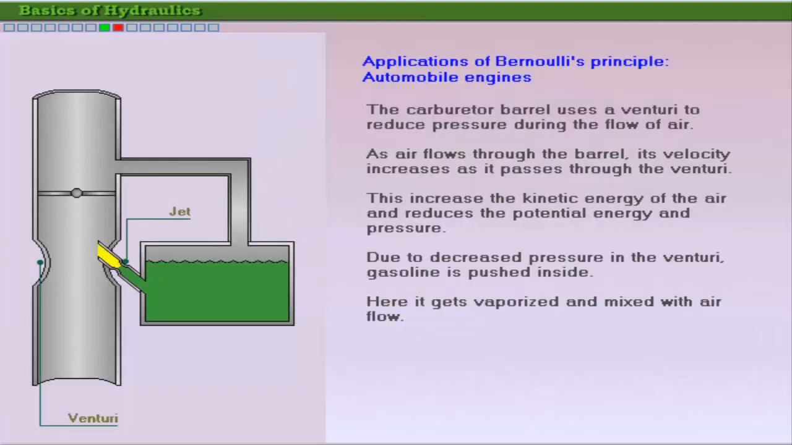In an automobile engine, a carburetor barrel uses a venturi, or narrow throat, to reduce pressure during airflow. As air flows through the barrel, its velocity increases as it passes through the venturi. This increases the kinetic energy and reduces the pressure energy. Due to this decrease in pressure in the venturi, gasoline gets pushed inside and is vaporized and mixed with the airflow.